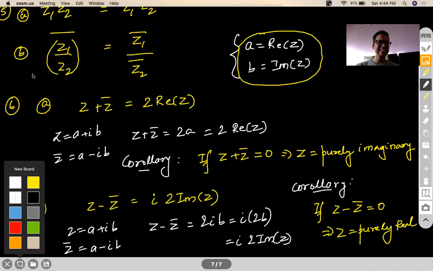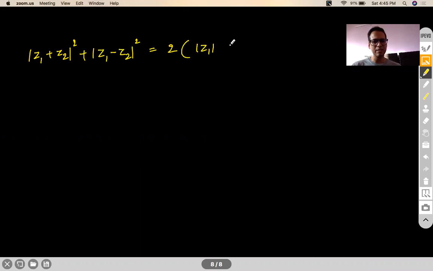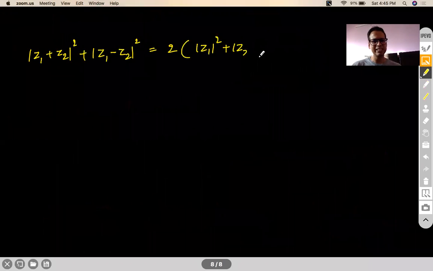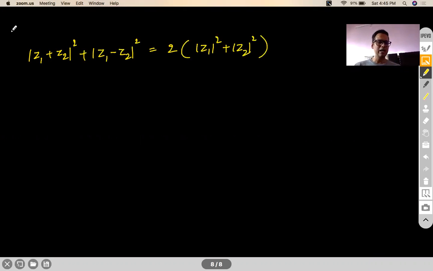Okay. Let's take a question come property. I mean, I'll call it a property more than a question, because many competitive exams would require you to know it so that you save a lot of time. Yeah, this property says mod of z1 plus z2 square plus mod of z1 minus z2 square is equal to 2 mod z1 square mod z2 square.